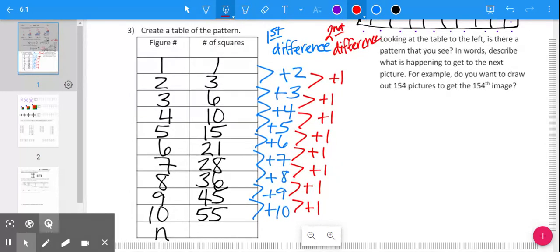So over here on the right, it says, looking at the table to the left, is there a pattern that you see? And words describe what's happening to get to the next picture. For example, do you want to draw out 154 pictures to get to the 154th image? No. Nobody has time for that. So we have to come up with some kind of formula to help us figure this out.